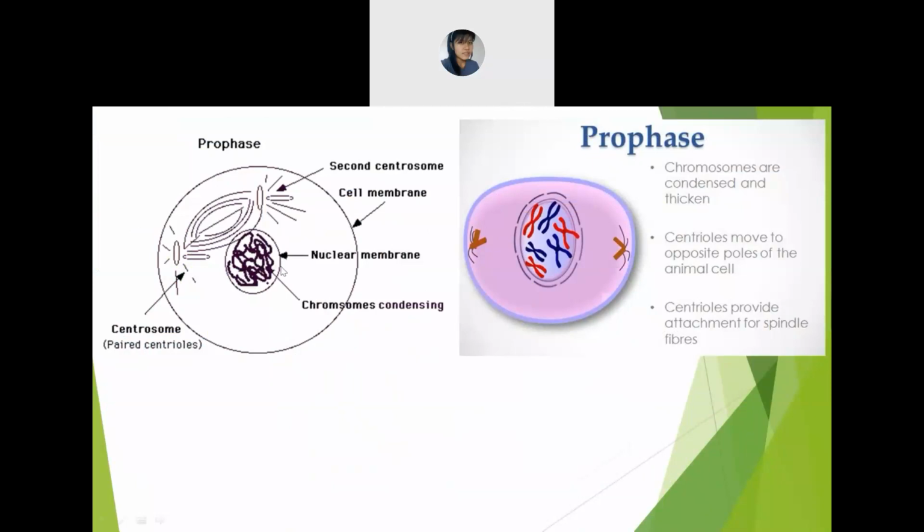They will be thick. They will become thick. So these are chromosomes, and they will become thick. So after that, what will happen?